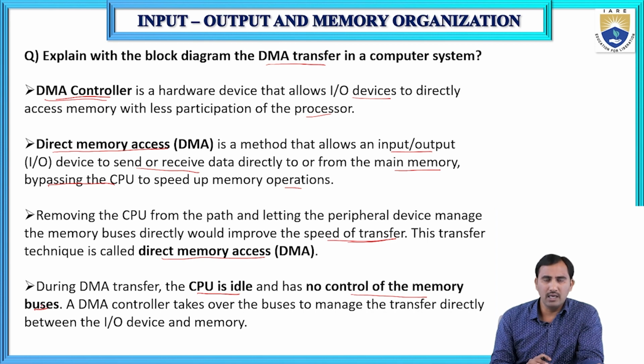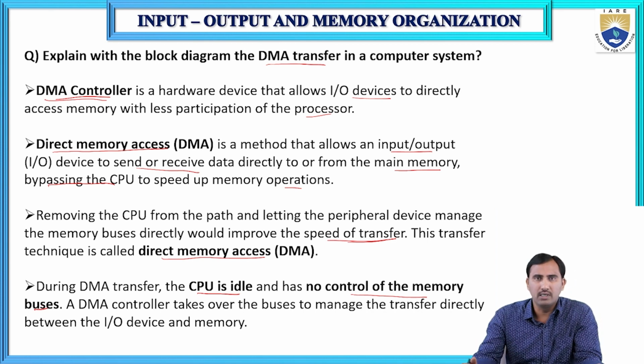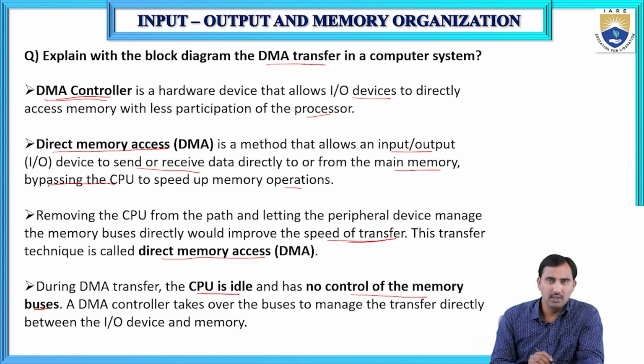Inside the processor, we have different buses. System buses are there: address bus, data bus, control bus. When the CPU is idle, it doesn't have any control over all these buses. That means all these buses will be taken care of by the DMA controller. So a DMA controller takes over the buses to manage the transfer directly between the IO device and the memory.